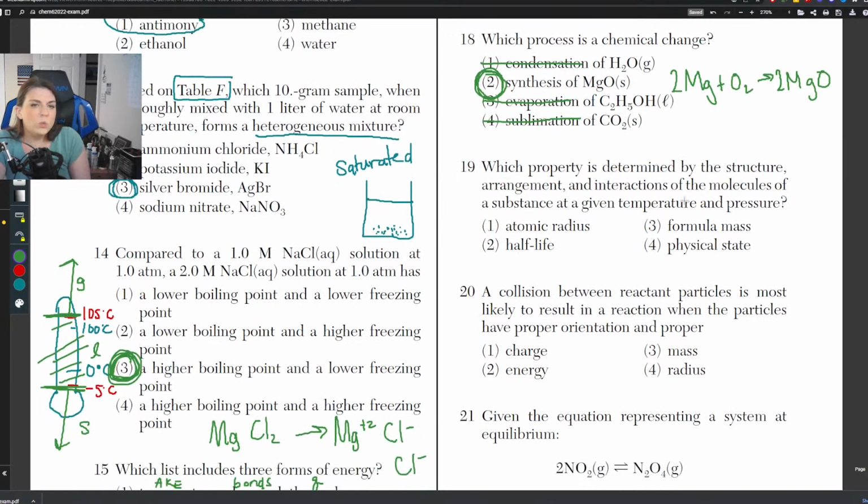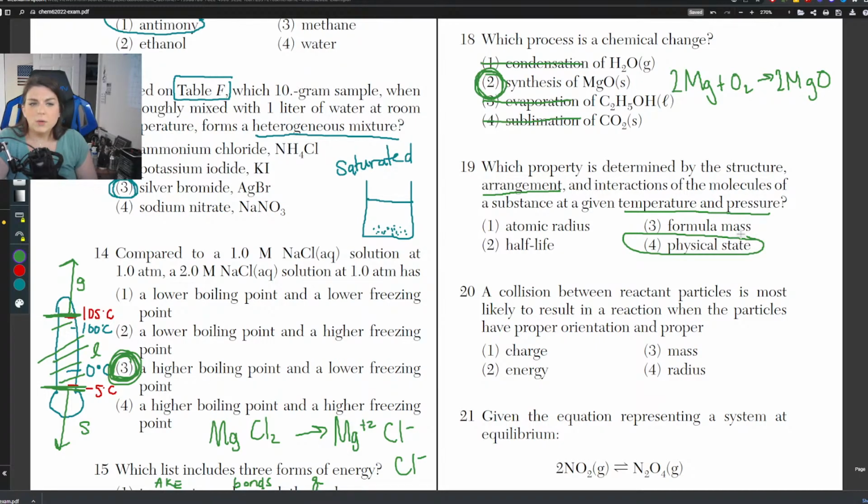Question 19. Which property is determined by the structure, arrangement, and interactions of the molecules of a substance at a given temperature and pressure? Specifically here, we're talking arrangement of molecules at a given temperature and pressure. This is their physical state, or their physical state of matter, or their phase of matter.